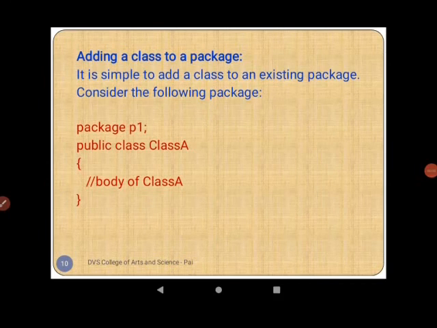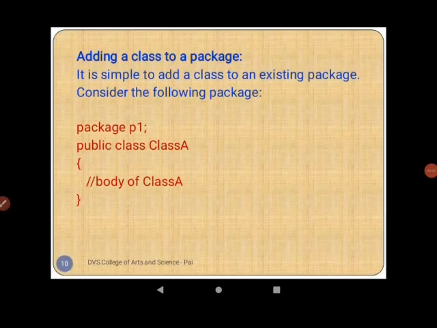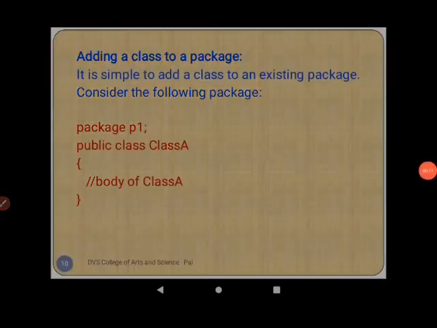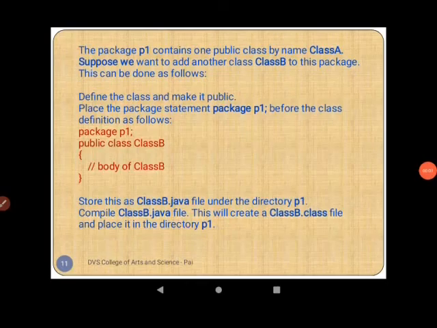Now let us see how to add a class to a package. Let us consider the following package. package p1; As you already know, we have to create a subdirectory called p1 within the Java bin directory in order to create this particular package. Now we have a Java file by the name classA.java within the p1 directory. Now suppose we want to add another class called classB to this package. This can be done as shown below.